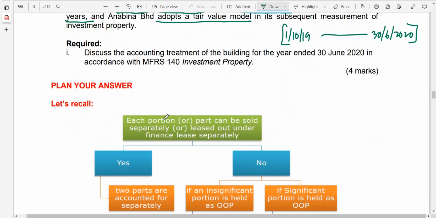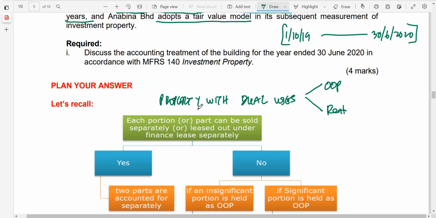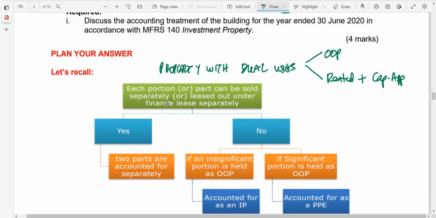First, this is a situation where we have a property with mixed use, or property with dual uses. Dual uses, meaning that it is used as owner occupied property and it is also being used for being rented out, or maybe it can also be used for capital appreciation. So we'll have to see this. So the guideline on MFRS 140, before we start writing our answer, let's just recall a little bit on the guideline given on MFRS 140.